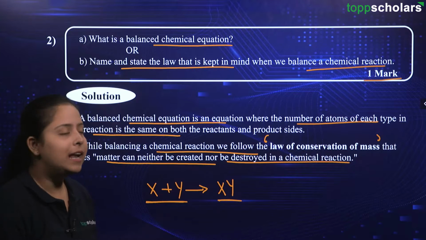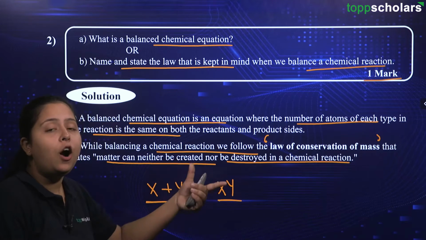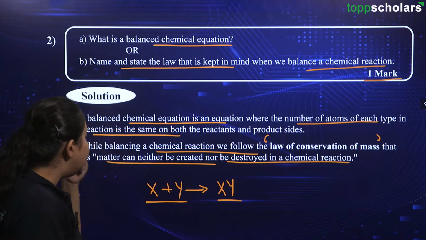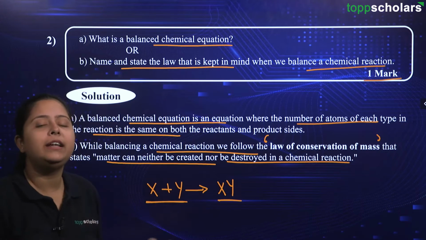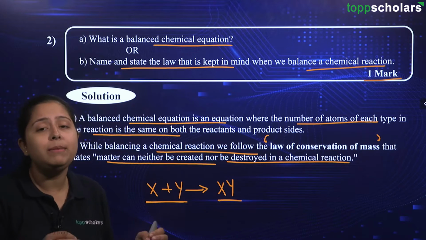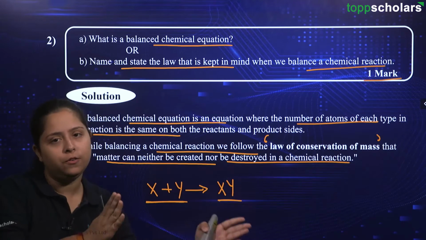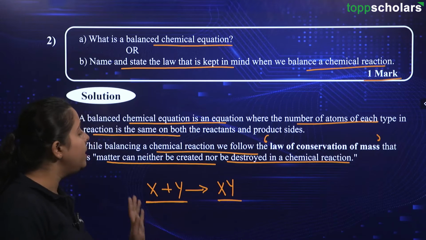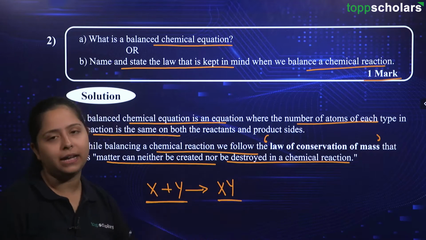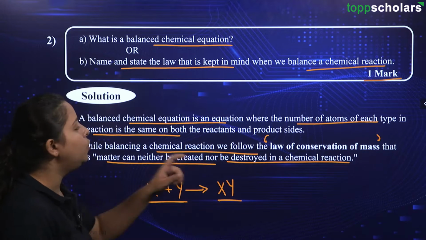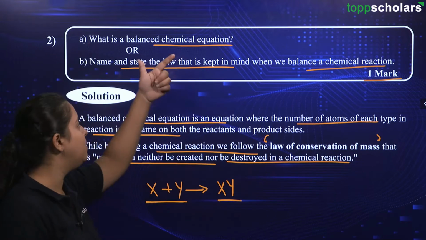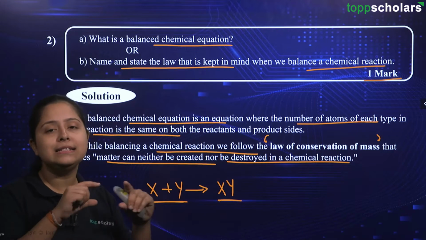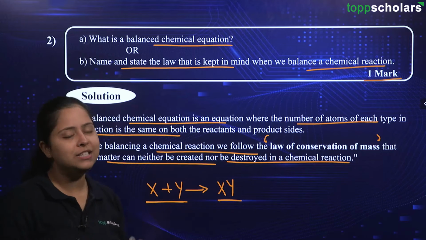Why are we saying it like this? There should be no creation or destruction of mass when a chemical reaction occurs. Because there is a law which states that mass can neither be created nor be destroyed. It can only be transformed from one form to another. So the mass in the form of x and y separately is now being transformed to x and y combined. Hence, we follow the law of conservation of mass while balancing a chemical equation. So, this question comes directly from the balancing chemical equations topic of this chapter.